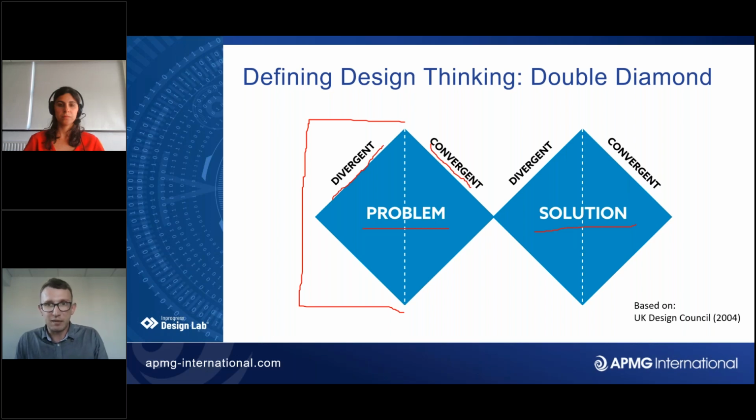In the solution diamond, it is about generating as many ideas as possible for a solution. So in the problem area, we work to get as much knowledge as possible about the problem, about the challenge. When we move to the solution diamond, divergent thinking is focused on developing as many ideas as possible.